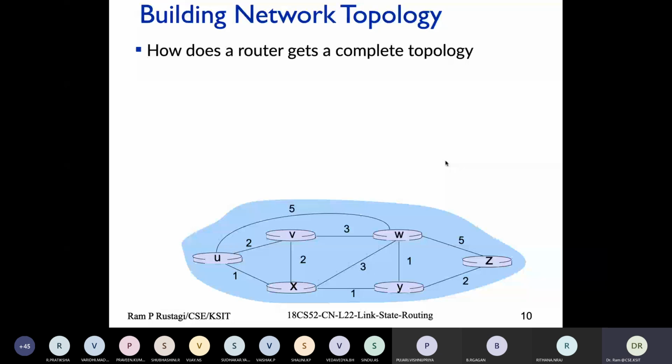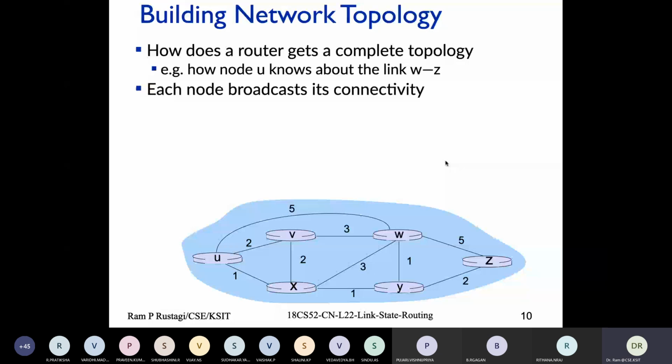So how does a router run a routing protocol and get a topology? Look at router U. It will send a message. Its connectivity is U to W, U to V, and U to X. It will send three pieces of information indicating I have three links: the UW link cost is 5, the UV link cost is 2, and the UX link cost is 1. It sends this information to X, V, and W. Now X, V, and W know their own links.